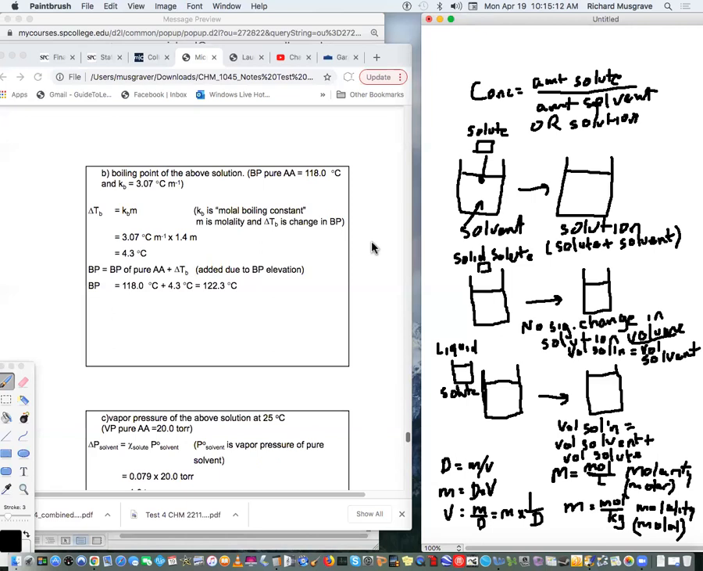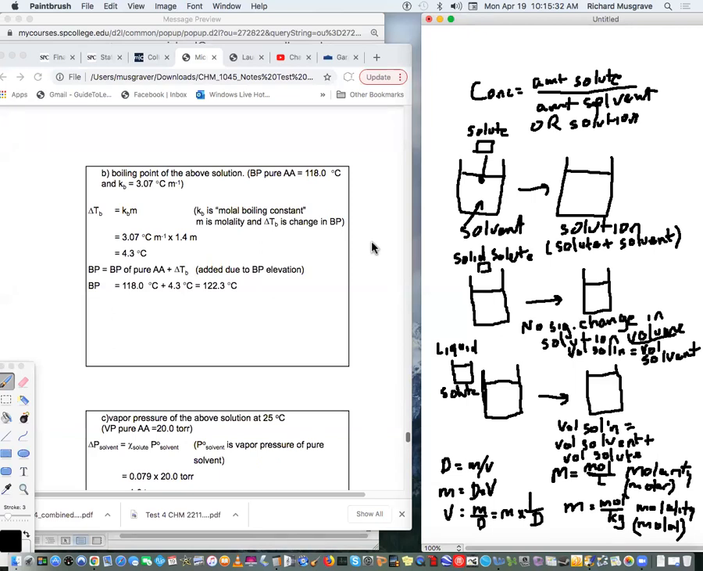So delta TB equals KB times M. And again, it's the same M value as we used earlier, 1.4 M. And we get 4.3 degrees Celsius. This represents a change in boiling point. Now, to get the new boiling point, we don't subtract here, we add, and it's because it's boiling point elevation.